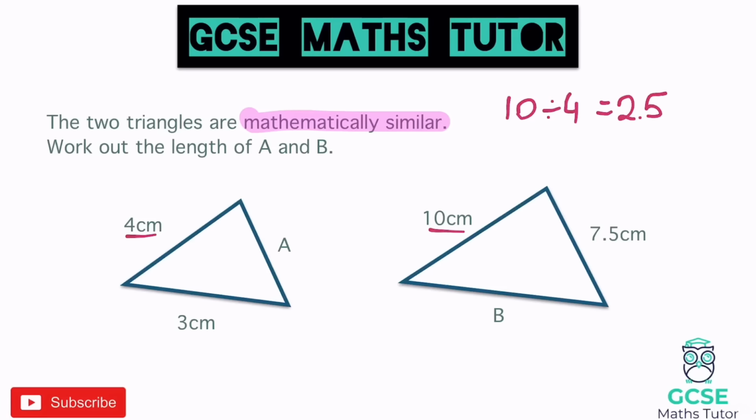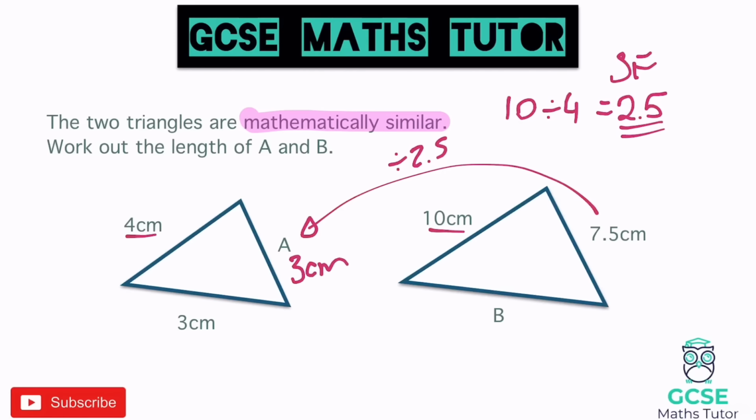You might just get a whole number there, but there's my scale factor, and I always label that, I just say SF, so the scale factor is 2.5. So to get from a small one, let's have a look at A to start with. We've got to get from 7.5 back down to A. So that's going from the big shape down to the little one. So to get from the big one down to the little one, we divide by the scale factor. So divide by 2.5, and 7.5 divided by 2.5 will be 3 centimetres.